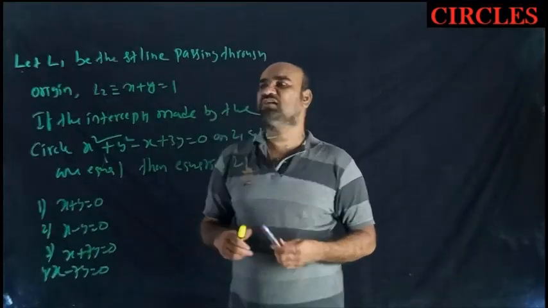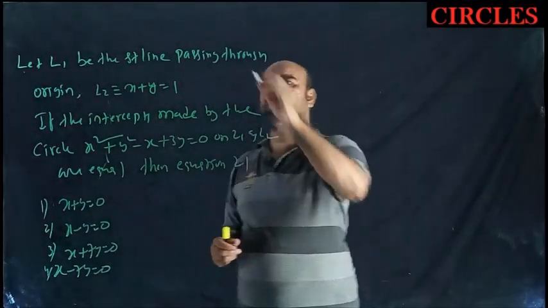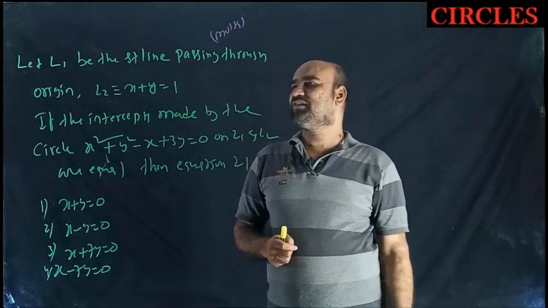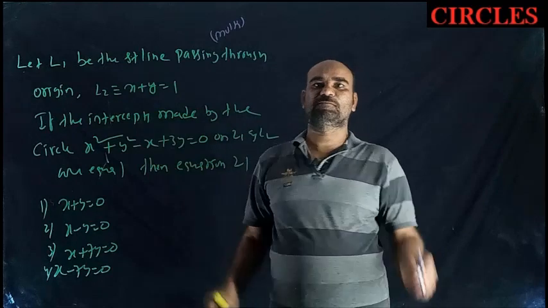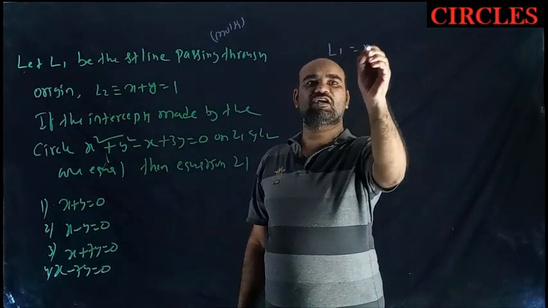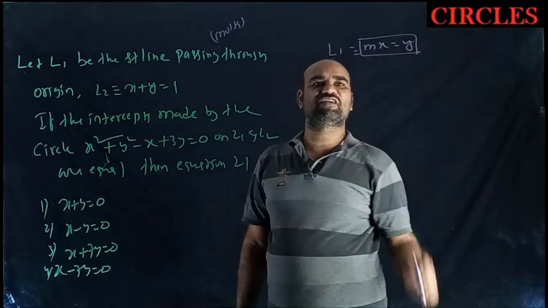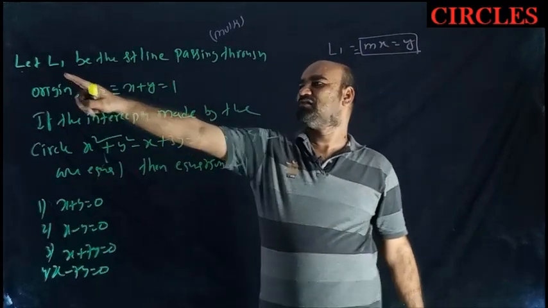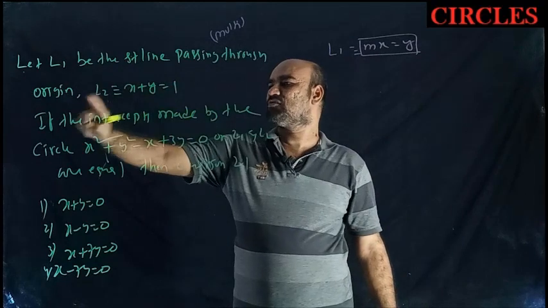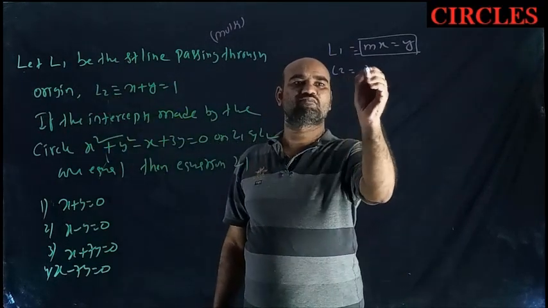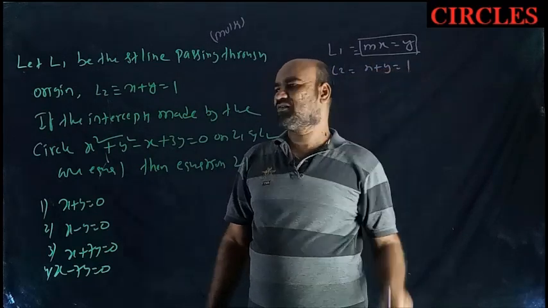Students, another advanced type question, multi-type. Let L1 be the straight line passing through the origin. L1 should have the form y equal to mx. I can say the equation of L1 is y equal to mx because it is passing through the origin. L2 is the line x plus y equal to 1.